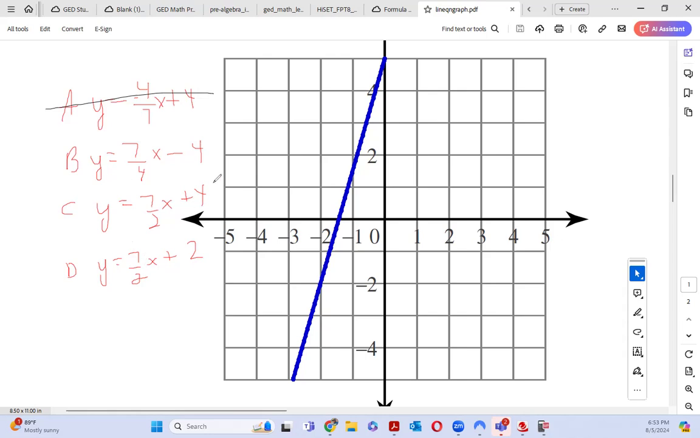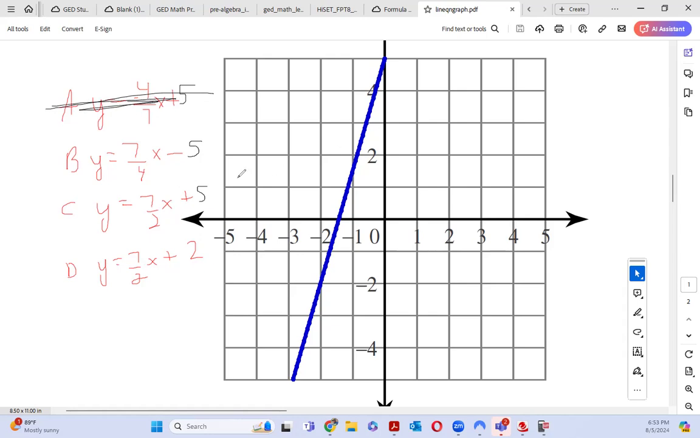Oops. Oh, I saw that wrong. Hold on. I made a mistake. Hold on. I'm sorry. I apologize. See what happens when you try to make stuff up yourself? So we know it can't be A because our slope is positive, and for A the slope is -4/7. So we know it can't be A.